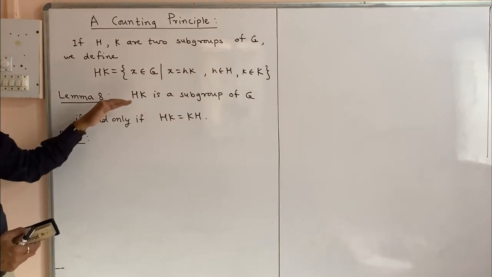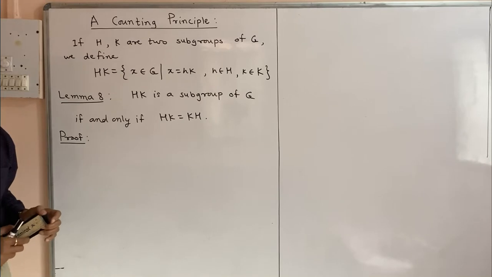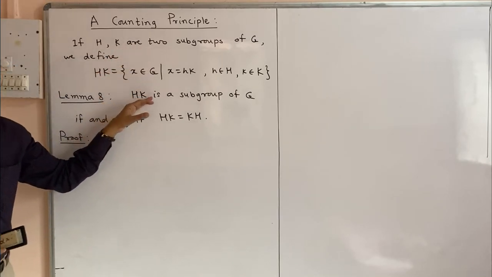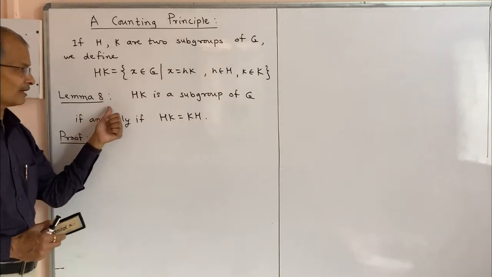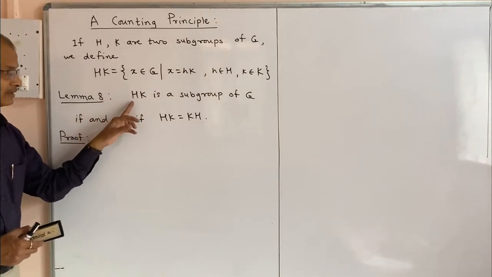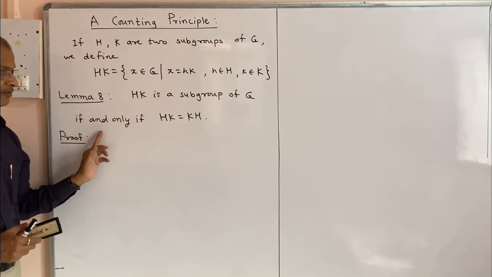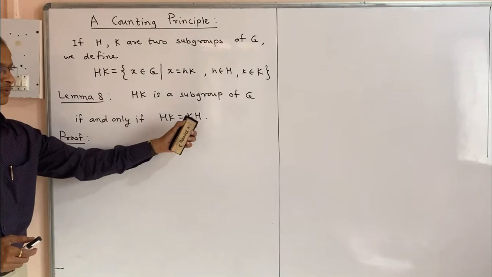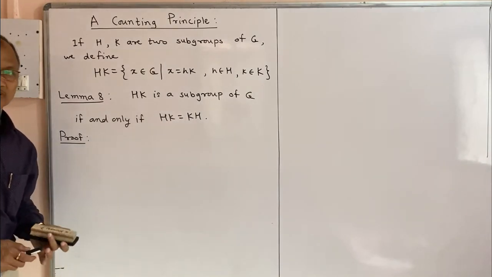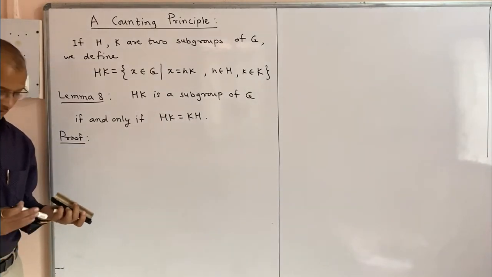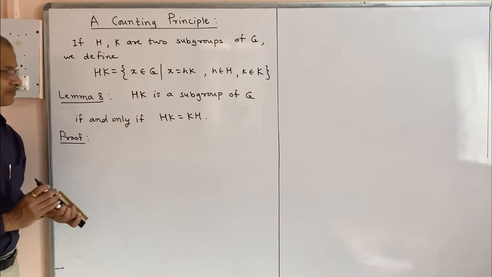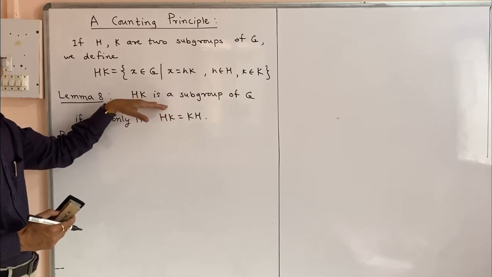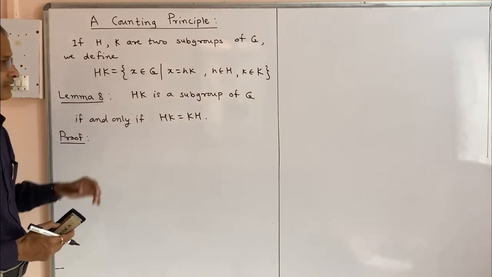Now, when will this HK be a subgroup of G? H and K are given as subgroups, but whether the product is a subgroup or not is stated in Lemma 8. HK is a subgroup of G if and only if HK is equal to KH. That is, this product of sets is commutative, and then this becomes a subgroup. And there are two parts. Assuming first that HK is equal to KH, we prove HK is a subgroup of G.